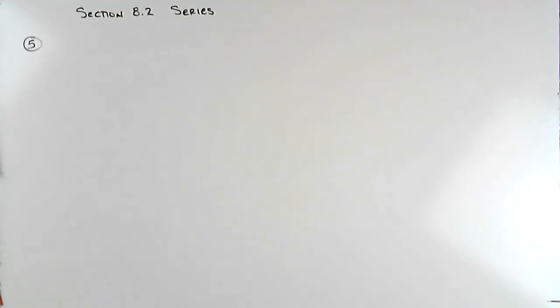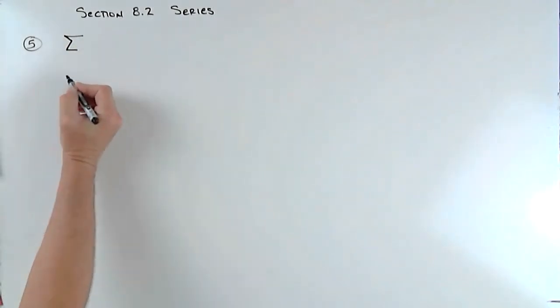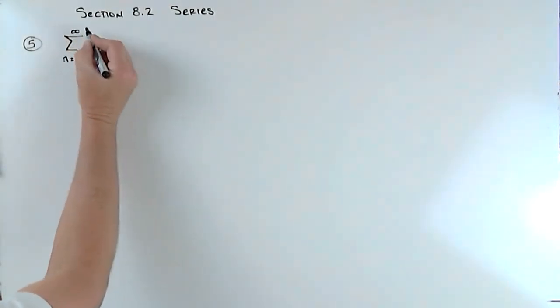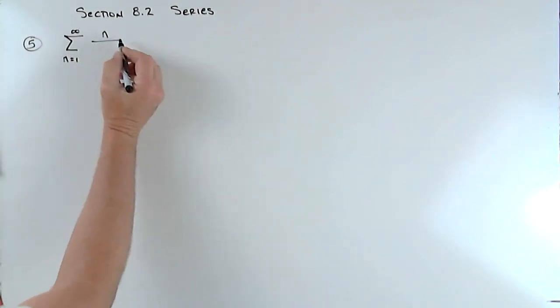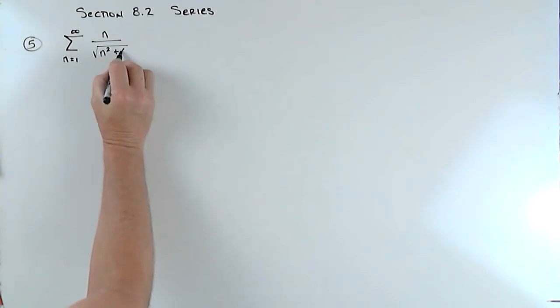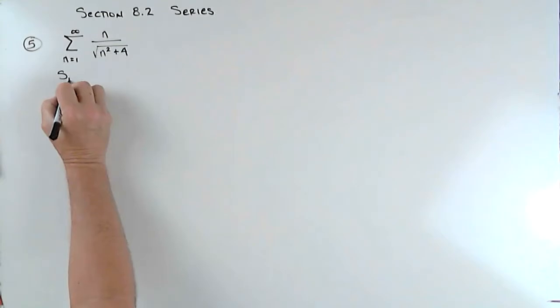And so question 5 starts with the sum n equals 1 to infinity of n divided by the square root of n squared plus 4. Okay, so that's our series. And they want us to find at least 10 partial sums. Now, I'm not going to find 10 partial sums here, but we can find a few.